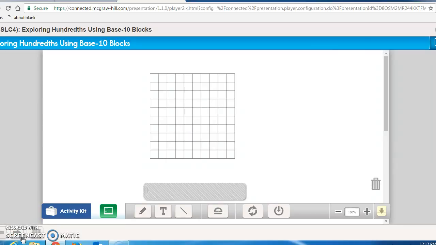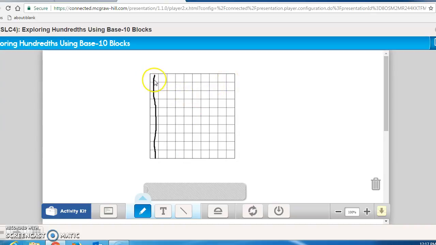Look at the grid. How many longs would it take for you to fill this entire grid? Remember, this is a long. A long is over where all your other tools are, and a long is 10 cubes in a row. It's long and thin. How many of those would it take to fill this entire grid?